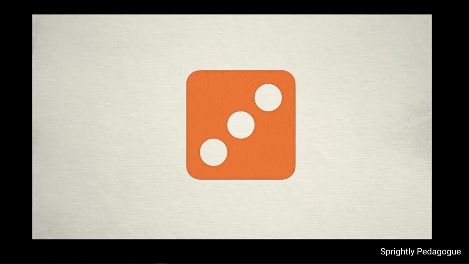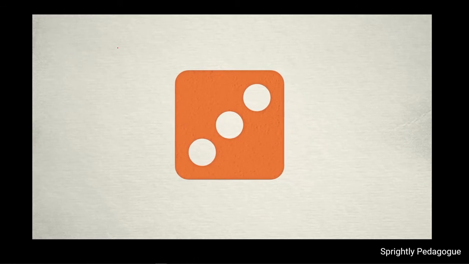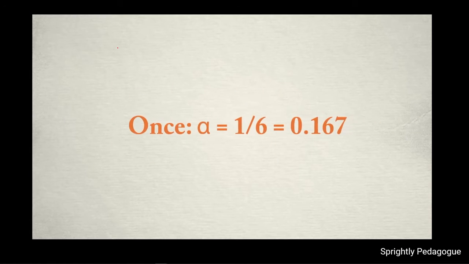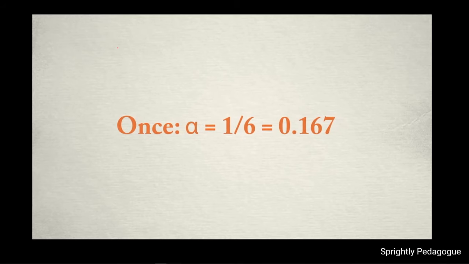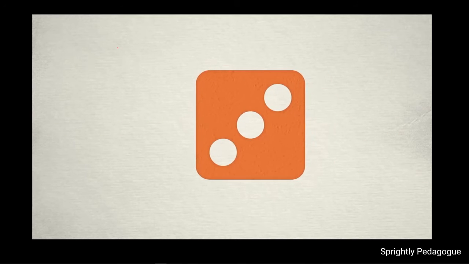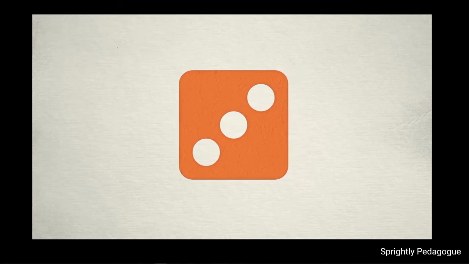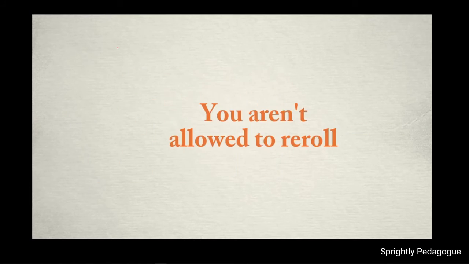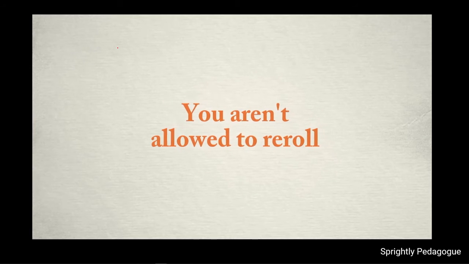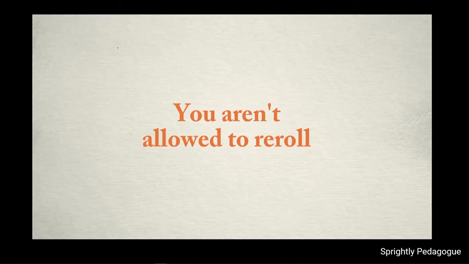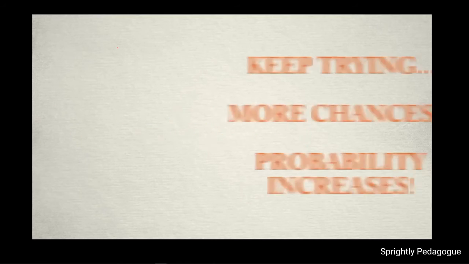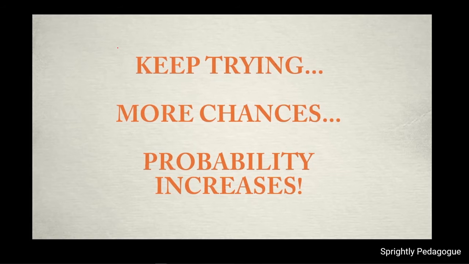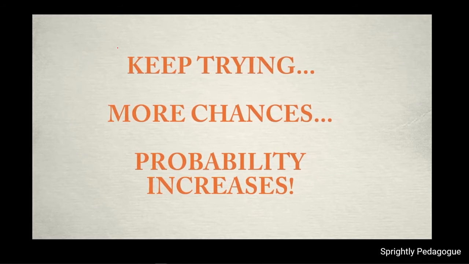Think about it like this. If we rolled a 6-sided die, what is the probability that we would roll a 3? Well, if we only roll it once, the probability will be 1 out of 6, or 0.167. What if we were allowed to just keep rolling until we got a 3? Would it still make sense to say that the probability was 1 out of 6? This is basically like a child who's losing miserably at Monopoly, constantly re-rolling the dice until they finally land on Boardwalk. If you get to keep trying, you have more chances for unlikely events to occur, and your probability increases. It's as easy as that.